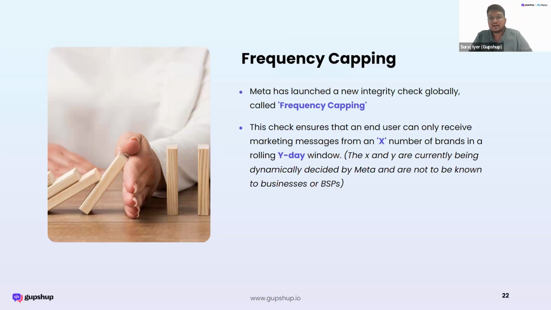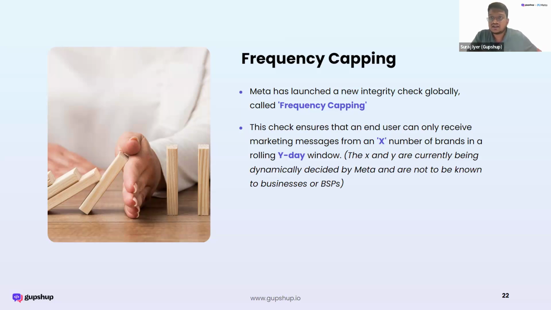So Meta is not revealing the limit and also the duration. That is not something which is revealed by Meta. That is as per their privacy policy. However, at the overall Gupshup level, we have observed a failure rate increase of at least 25 to 30% because of frequency capping. So any campaigns that you were doing before Feb might have a much higher delivery rate than what you have right now. And the primary reason is because of frequency capping being introduced.